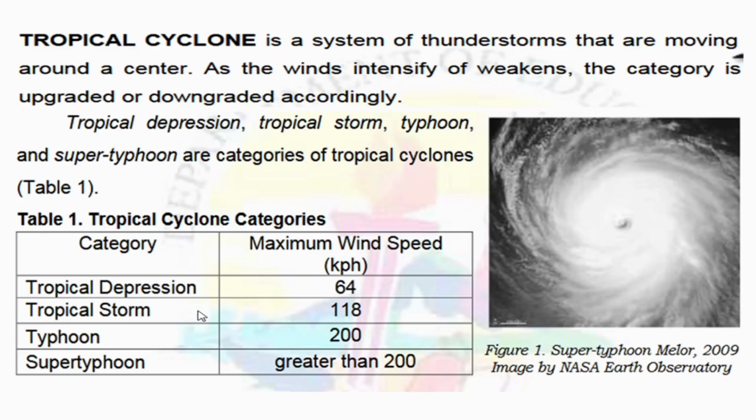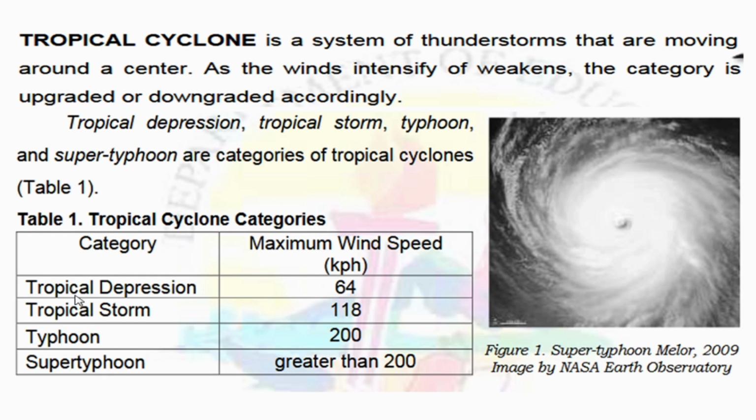And, we have the tropical cyclone. What is the meaning of tropical cyclone? It is a system of thunderstorms that are moving around the center. As the wind intensifies or weakens, the category is upgraded or downgraded accordingly. Tropical depression, tropical storm, typhoon, and super typhoon are categories of tropical cyclones. So, we have Table 1, tropical cyclone categories.